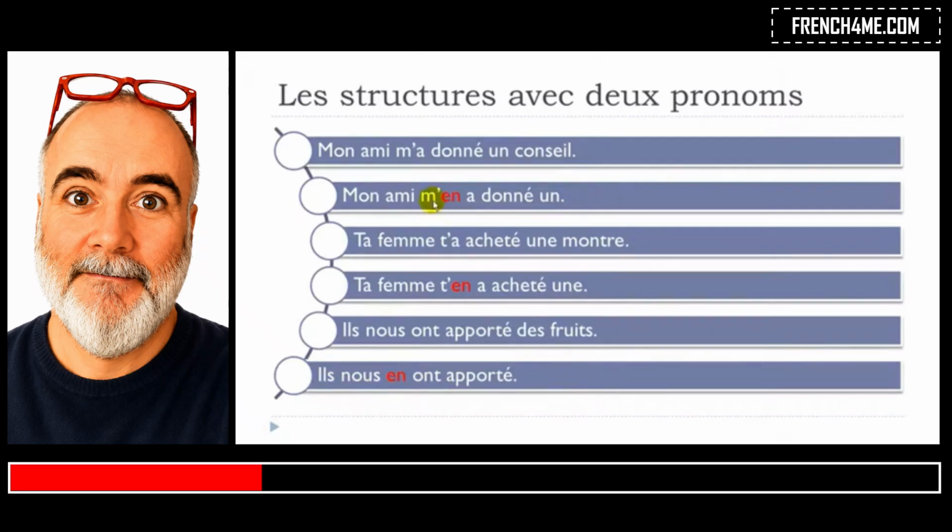All right, so let's read it one more time. Mon ami m'en a donné un. Ta femme t'en a acheté une. Ils nous en ont apporté.